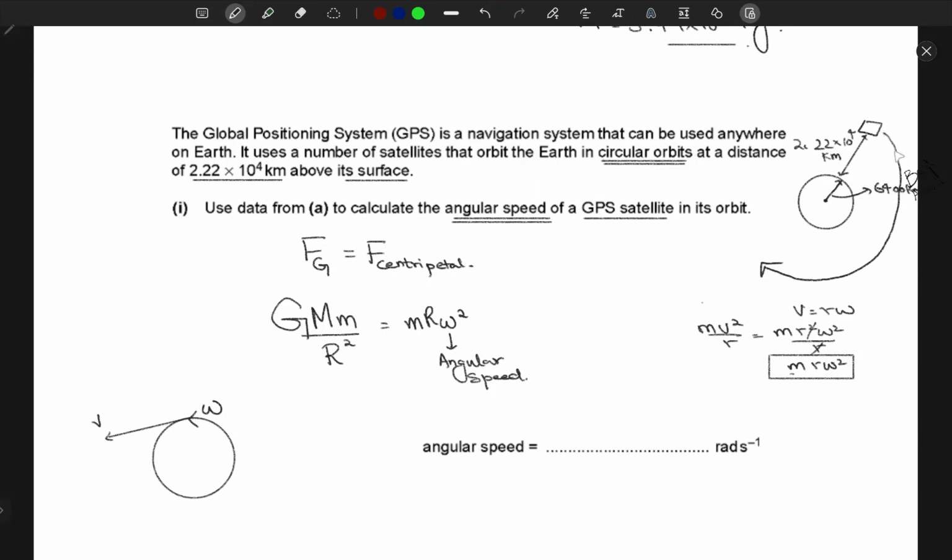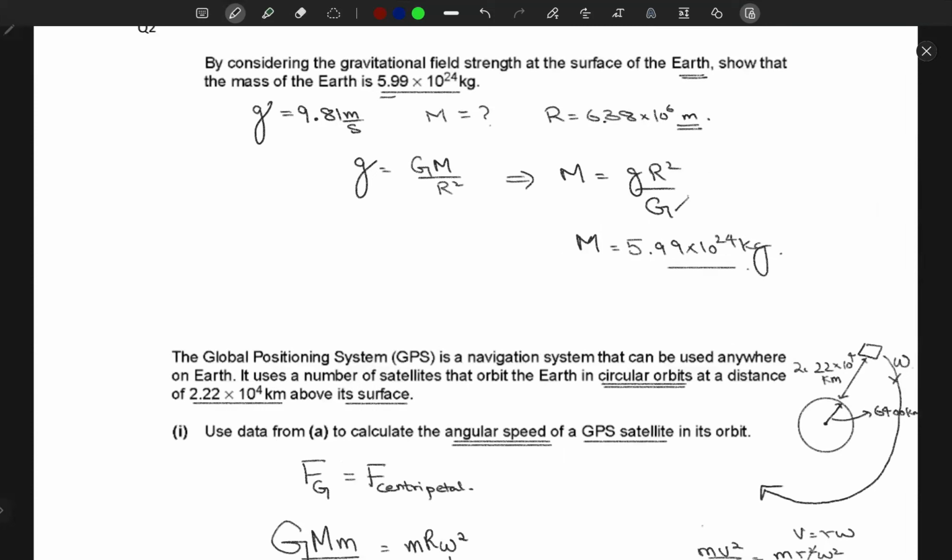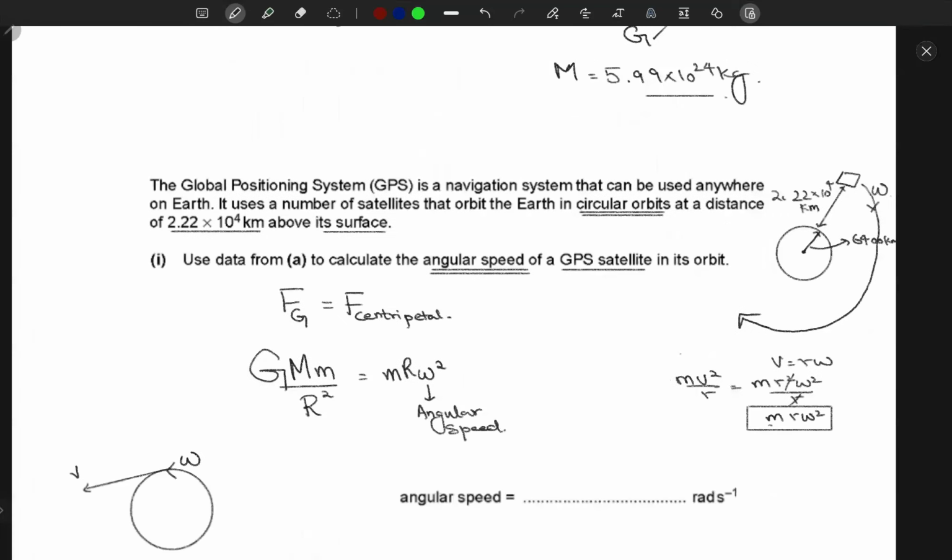So we want to calculate this angular speed omega of this satellite which is orbiting the Earth, right? Now, in part A, we found out the mass of the Earth, or we showed that the mass of the Earth is this value. So we just have to use that mass of the Earth.